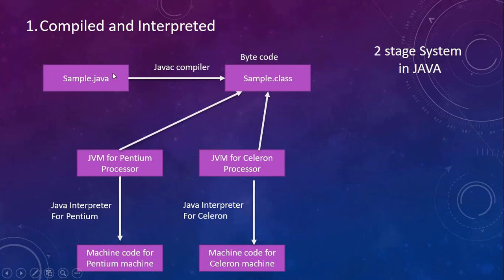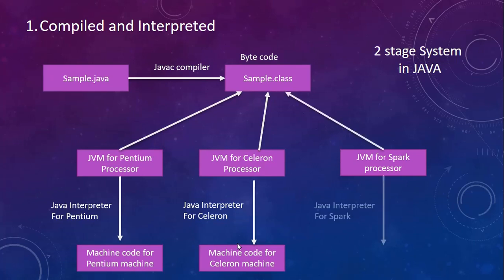So you see, the program may be written on any machine, but it can be run on different platforms, either on a Pentium platform, or on a Celeron platform, or suppose a Sparc processor, that also will have its own JVM, its own interpreter, and it will generate machine code for the Sparc machine. So this is how the two-stage system in Java works.